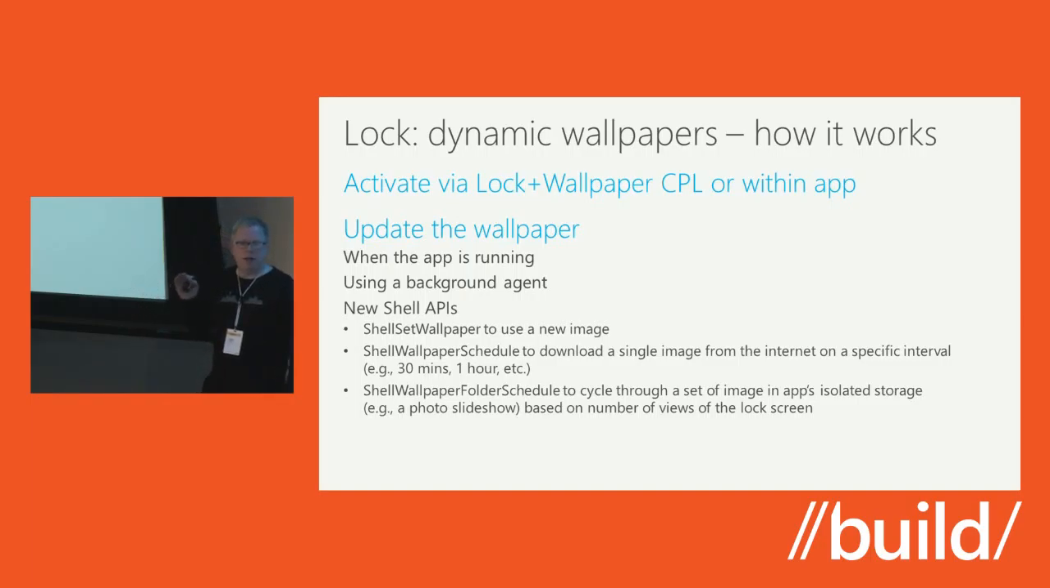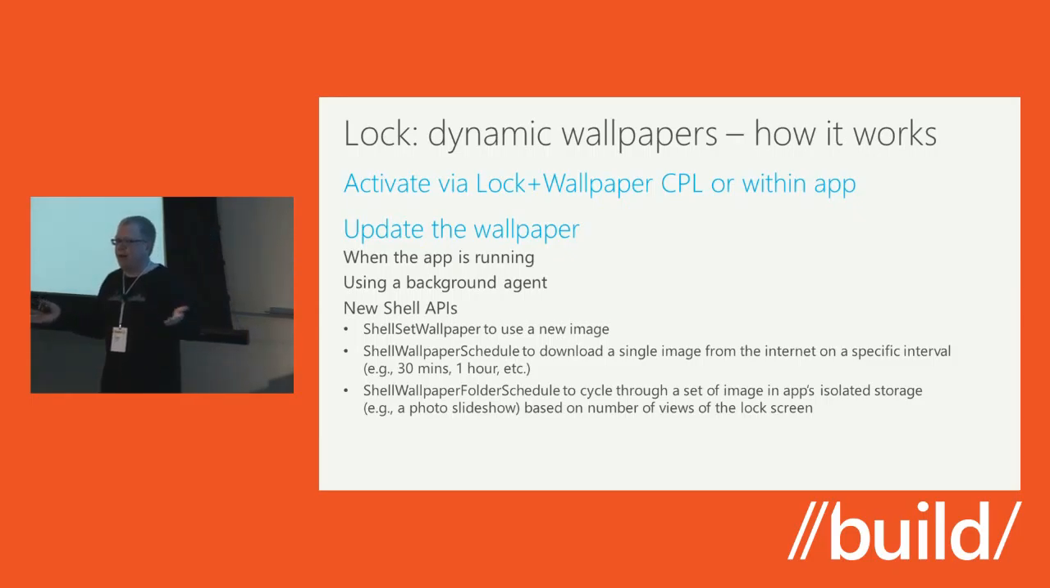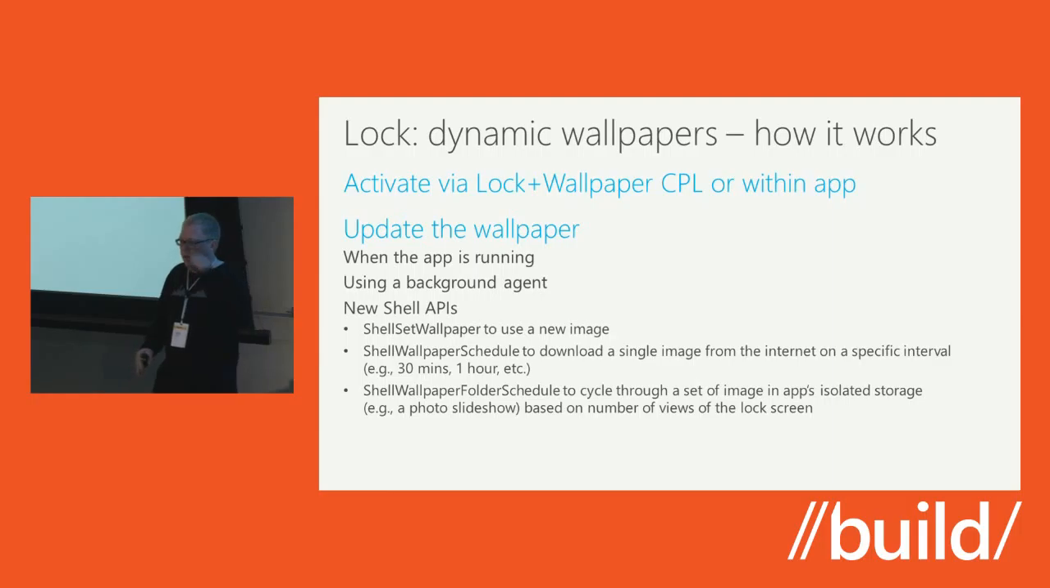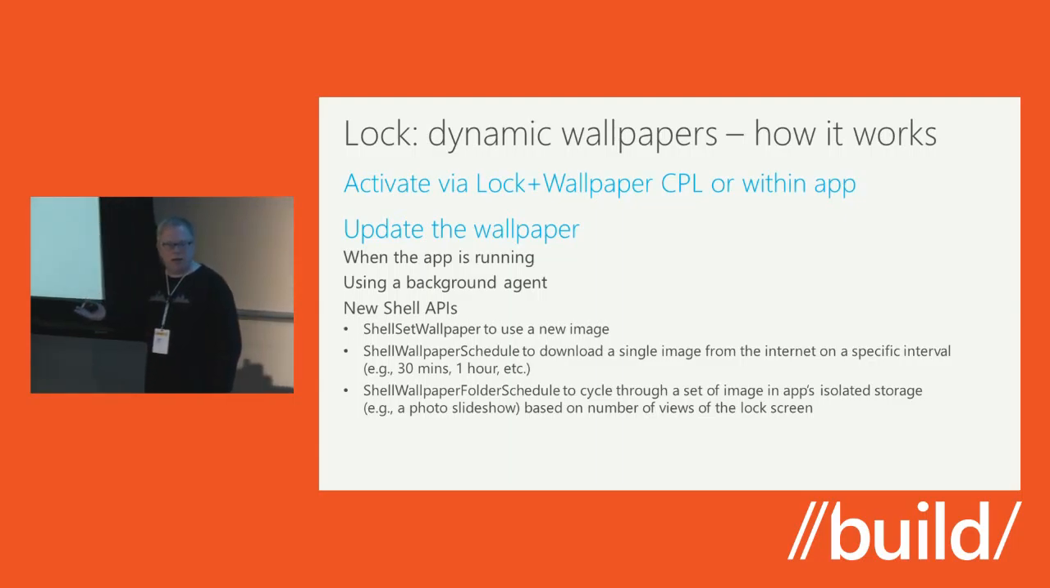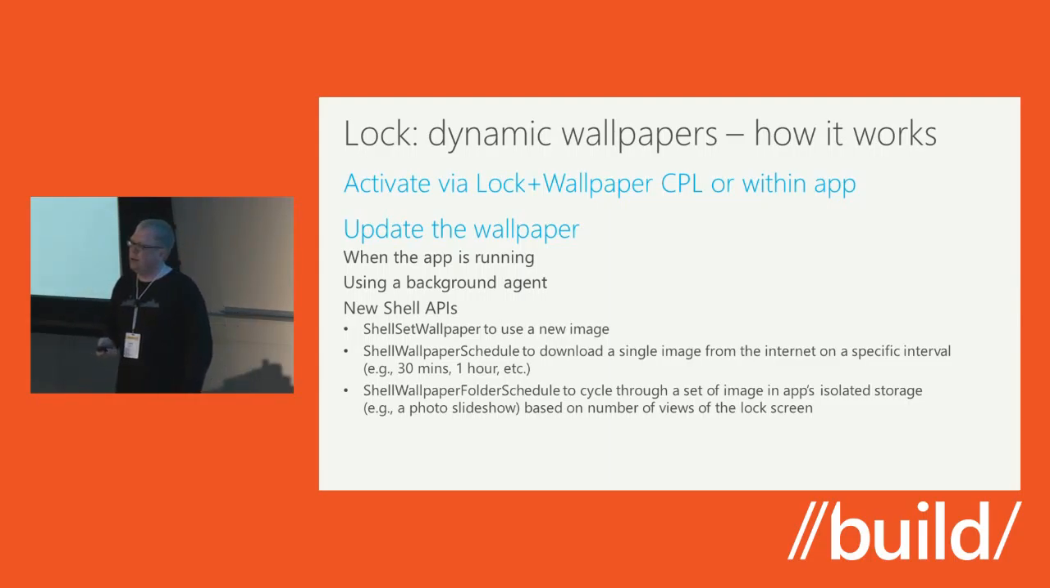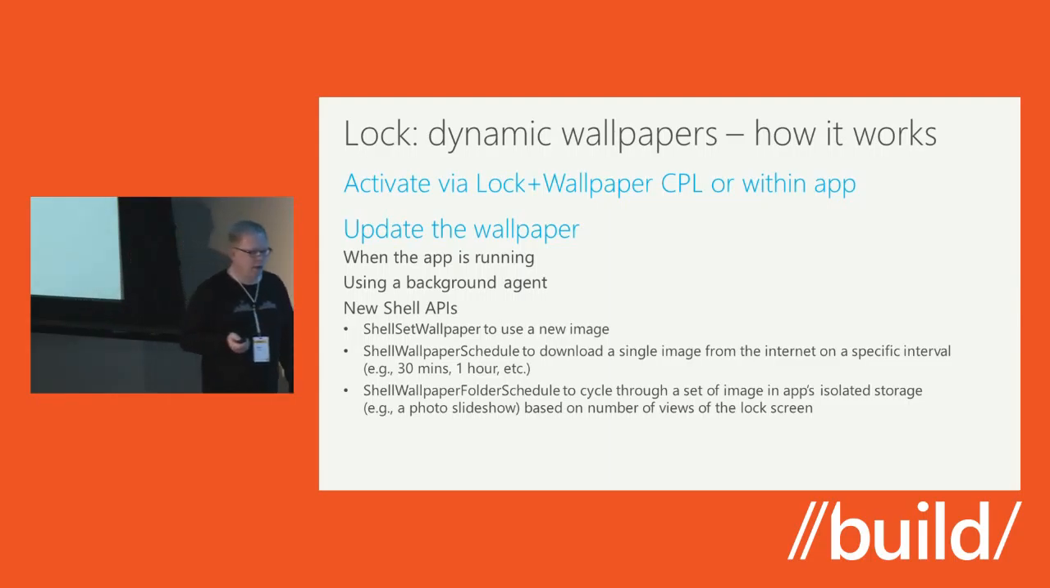But using a background agent is probably the most interesting thing. As you know, we have background agents that can run every half an hour. So run your agent, pull down the lock screen that you want, and update the image whenever you want. You can set the schedule to do that. You can download single images from the internet on a specific interval, and we'll automatically do that for you. Just set the URL. Or you can do it for yourself, or cycle through a whole bunch of images in the isolated store.